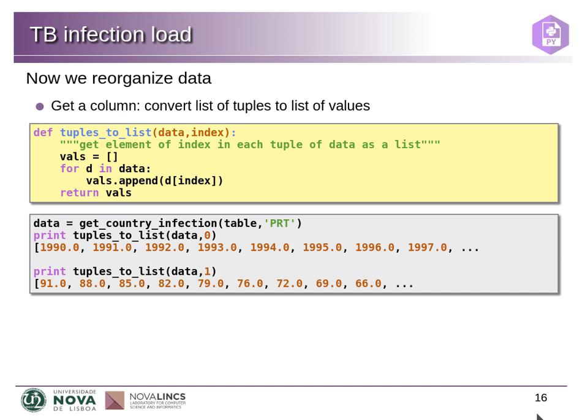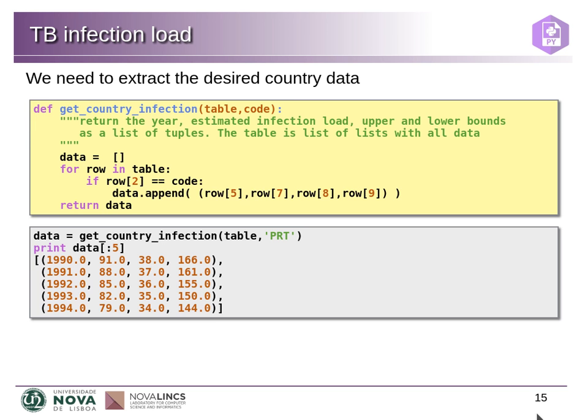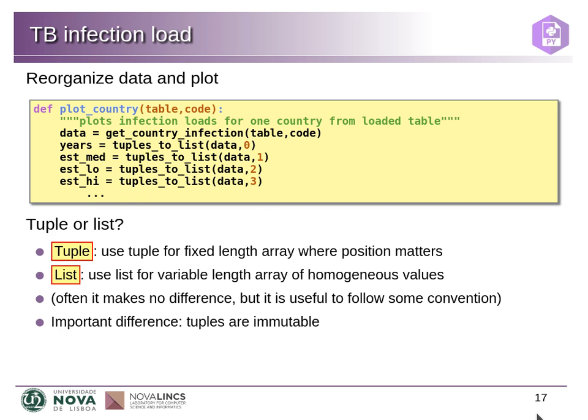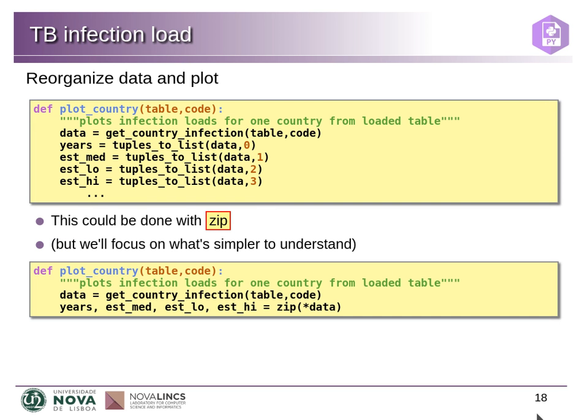For example, if we get the country infection for Portugal, we have this data here, and now we convert these tuples to a list using the index 0. The index 0 at each line is the year, so what we obtain here is a list with all the years. And then we do the same for index 1, which is the infection load, and so on, and we have these vectors with all the values. There is actually a much simpler way of doing this, which is to use this zip function, and then using this operator. This operator takes a list and converts it into a series of arguments. Each element of the list becomes an argument.